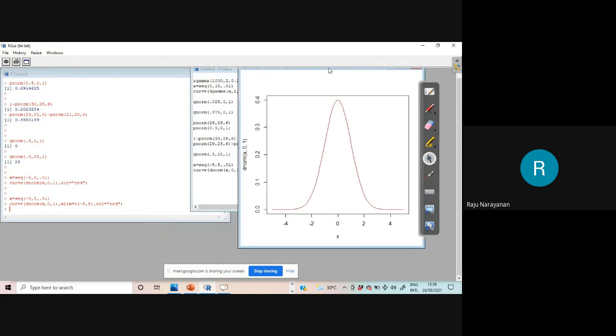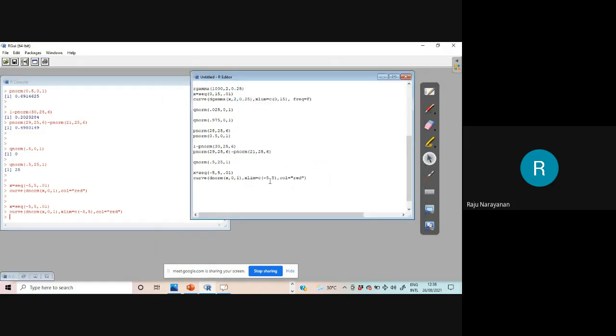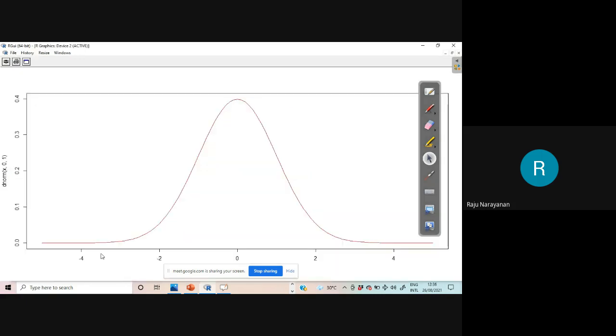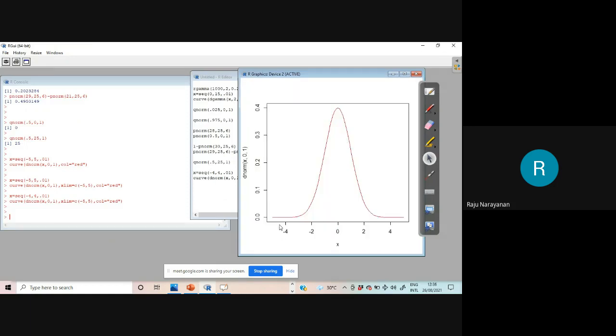Standard normal distribution. You can see it is almost zero here, no? It is touching. Even if you take minus 3 to 3, you will get almost the same shape. Minus 3 to 3 will also do. Let it be minus 4 to 4. This is a standard normal curve, minus 4 to 4.